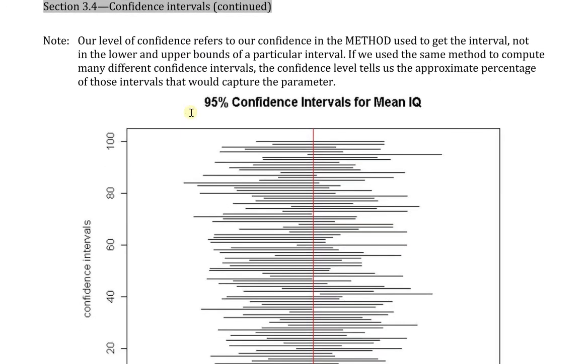It's also important to note what the confidence level refers to. Our level of confidence refers to our confidence in the method we use to get the interval, not in the lower and upper bounds of any particular interval. If we used the same method to compute many different intervals, the confidence level tells us the approximate percentage of those intervals that would capture the parameter.